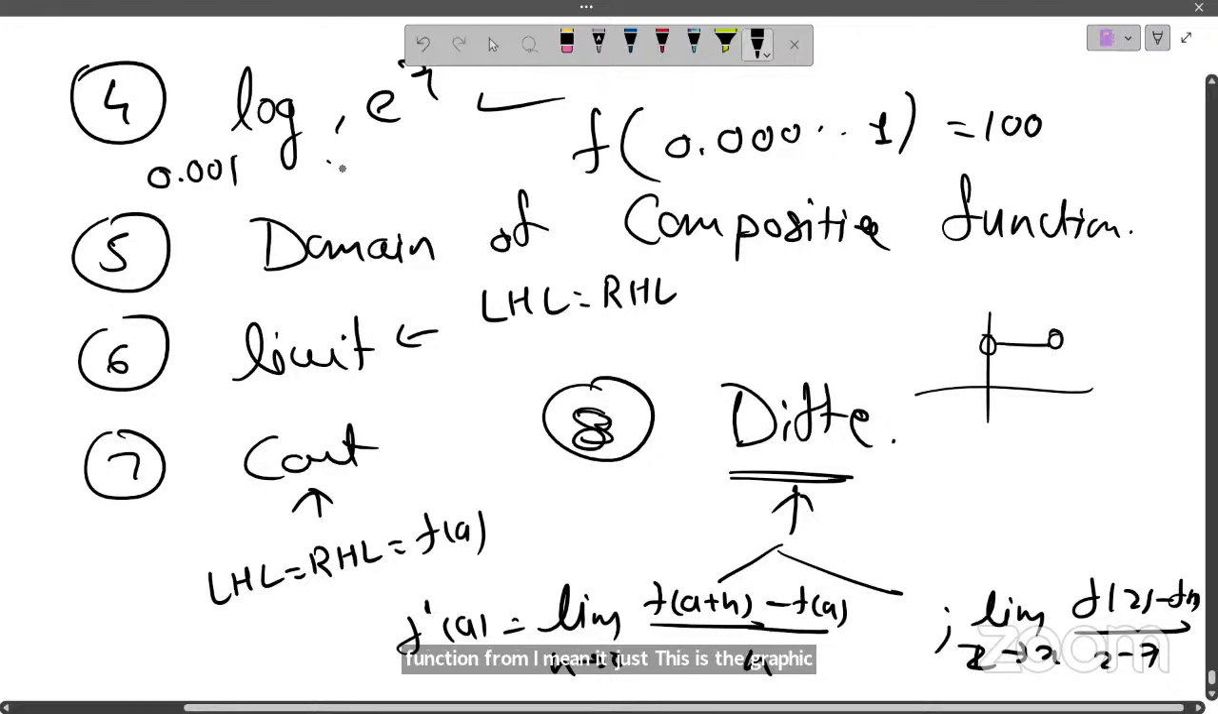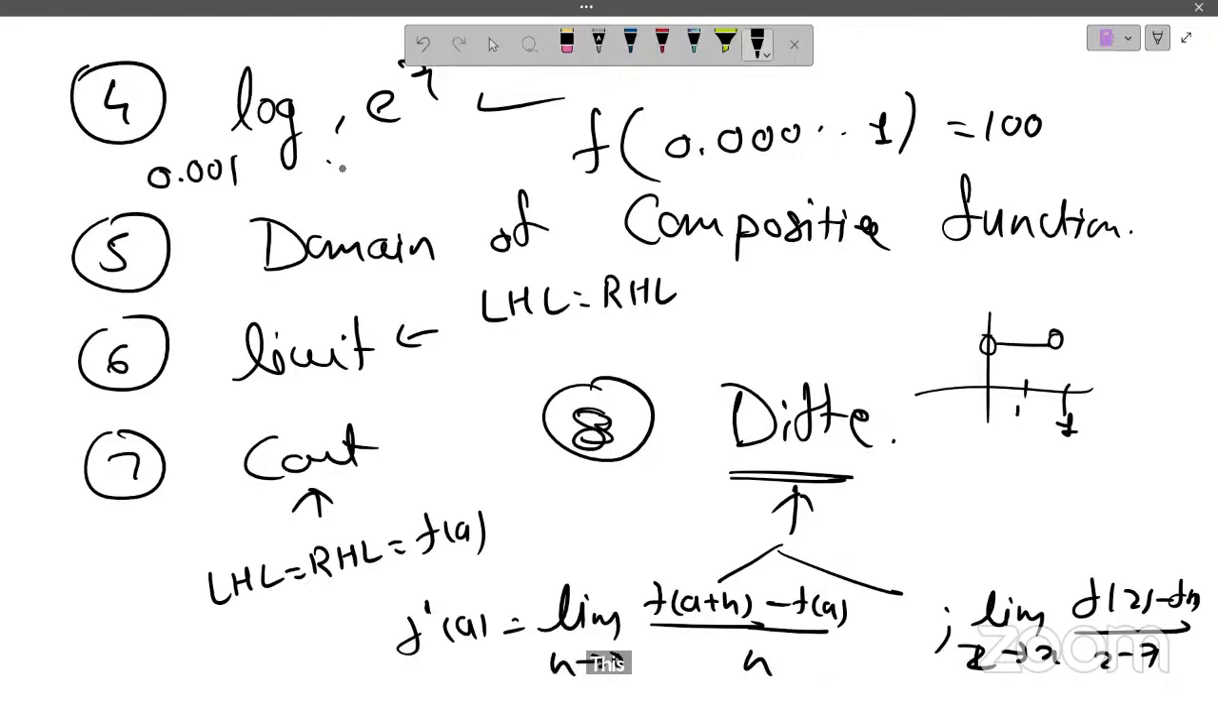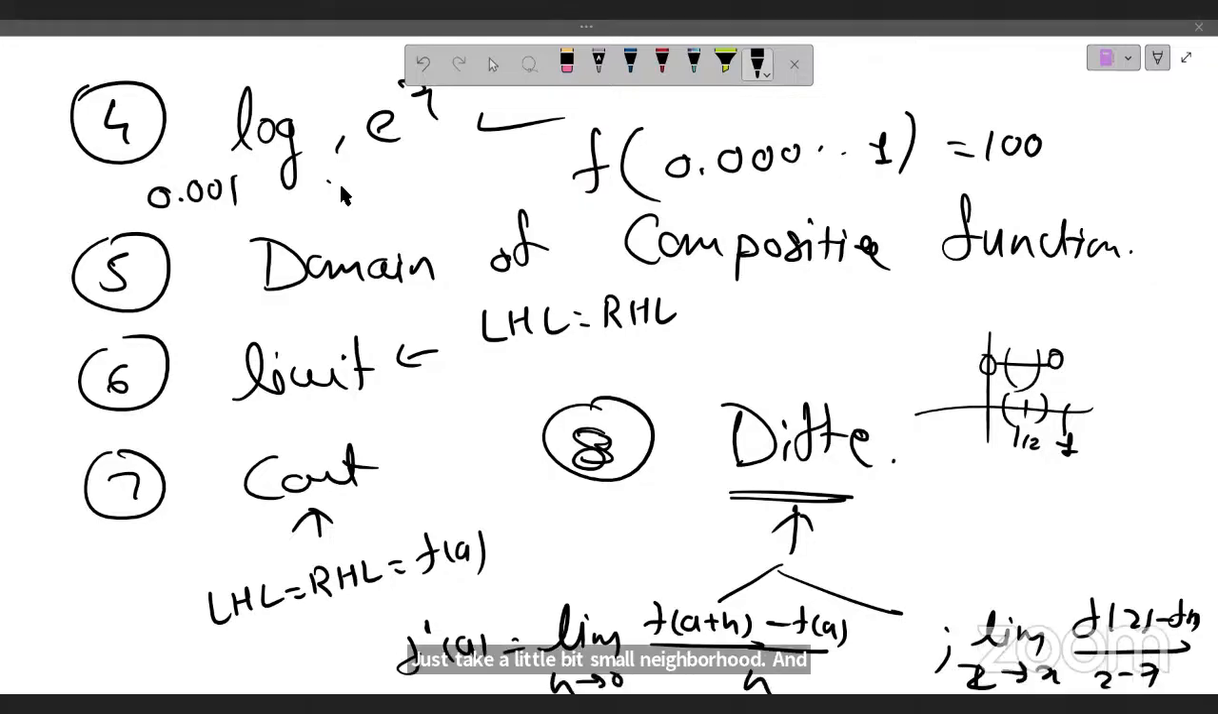Ma'am, but it is stopping before 1 by 2 now. Yeah, 1 by 2. You just take a small neighborhood. You don't have to go for such large things. Just take a little bit small neighborhood, and in that small neighborhood, it is constant, right? If you take a small interval containing 1 by 2, then the function is constant on that interval, right? Is it clear or do you have a doubt?